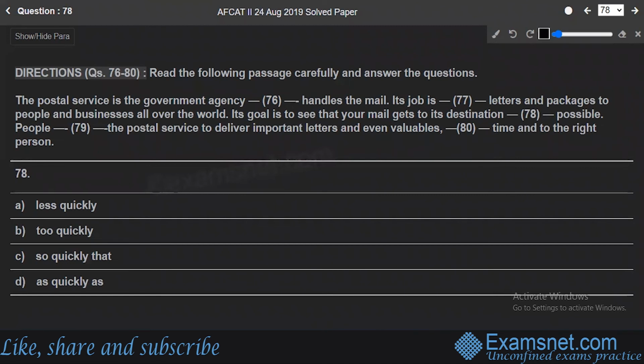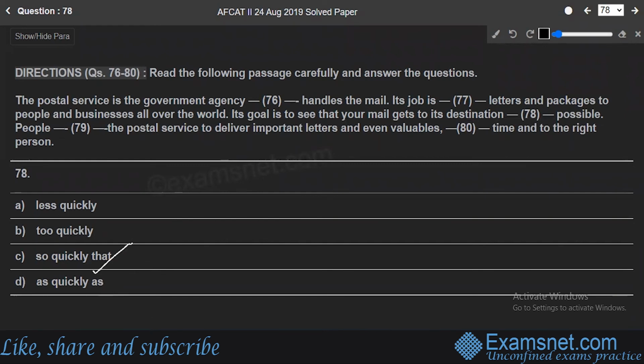Okay, so let's read the 78th blank. Its goal is to see that your mail gets to its destination dash possible. So I'll read out this one. Its goal is to see that your mail gets to its destination less quickly possible, too quickly possible, so quickly that possible, as quickly as possible. I have read all the given alternatives and only this is the one. Its goal is to see that your mail goes to its destination as quickly as possible.